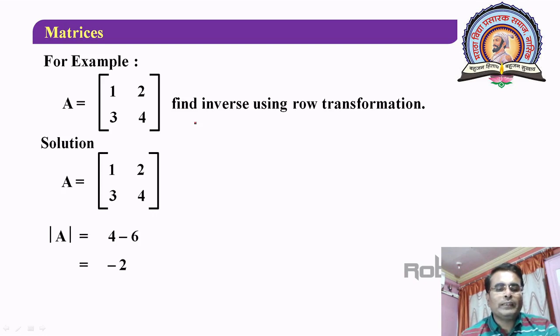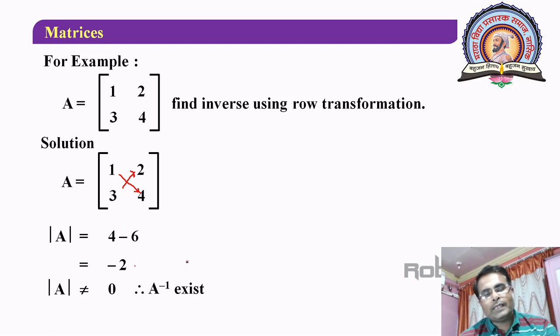Determinant of A is the product of these two elements minus the product of these two elements, isn't it? So, 4 minus 6, and therefore it is minus 2. It is clear that determinant of A is minus 2, which is not equal to 0, and therefore A inverse exists. Now, once you get that the inverse exists, then you can consider the further procedure.